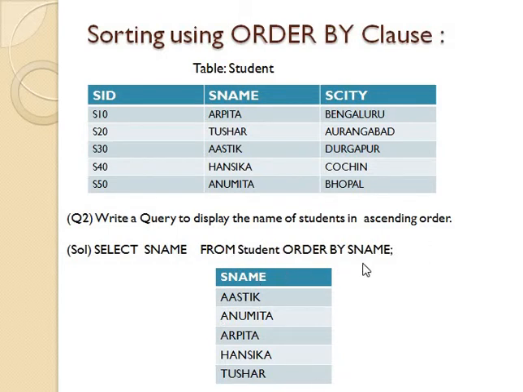So the output of this query without the ASC keyword is the same as this query with the keyword ASC having been included, and both the outputs show the same list of names of students in ascending order of alphabetical series.